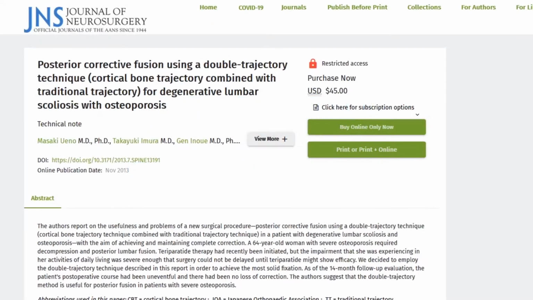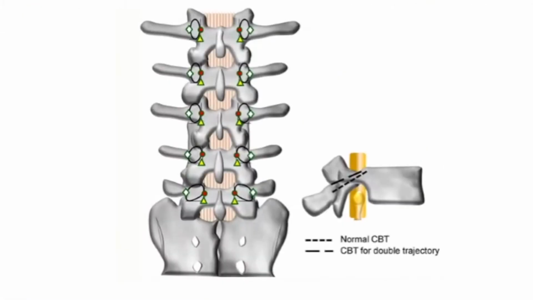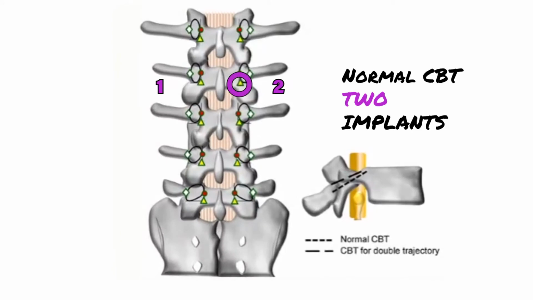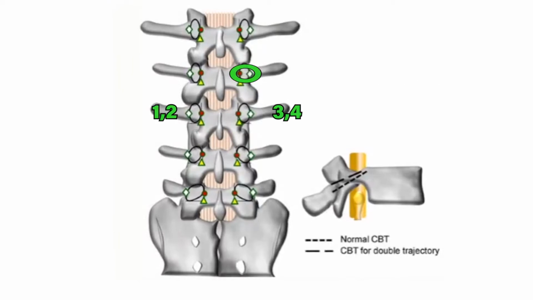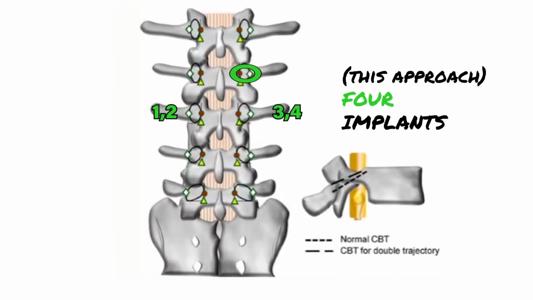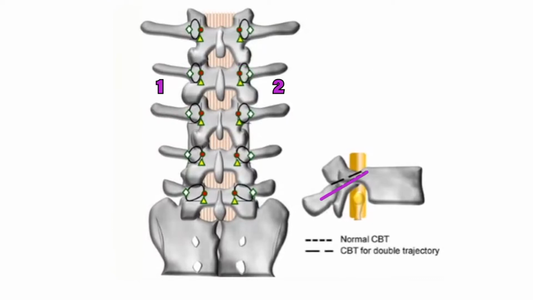The technique we're looking at today is called a double trajectory technique. In essence, instead of 2 implants for every vertebral body, there are now 4. Also note the implants' proximity with each other, as well as the estimated angle for each implant.